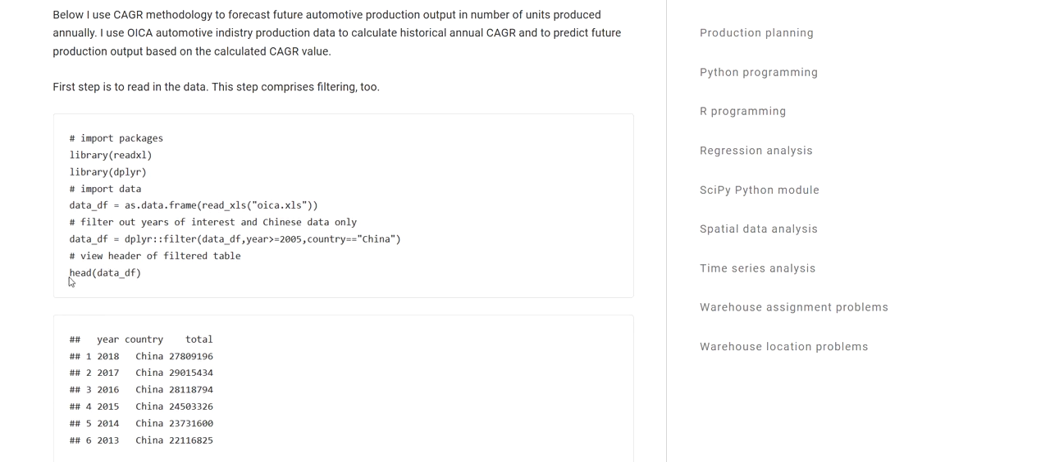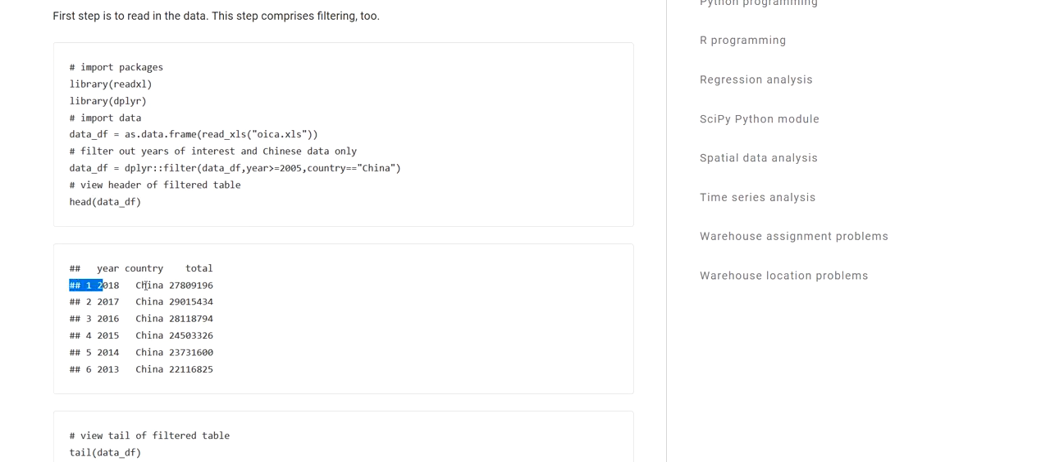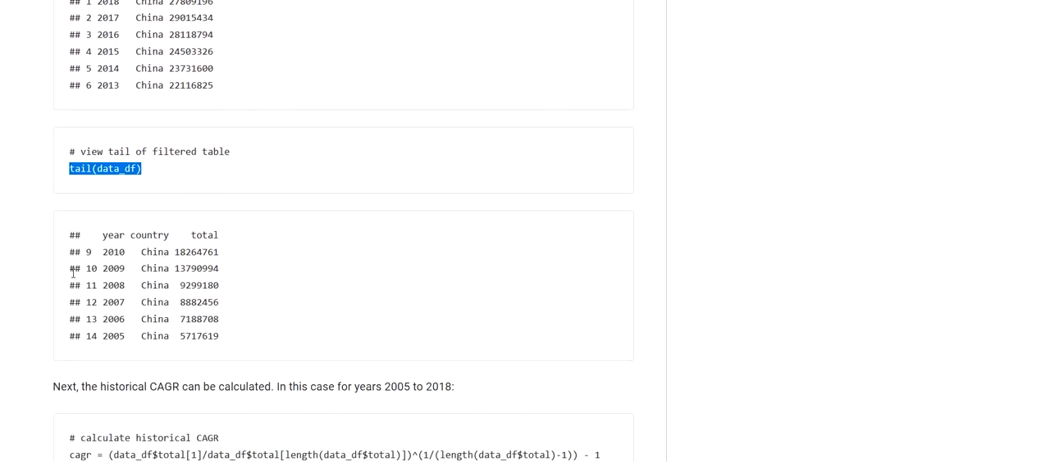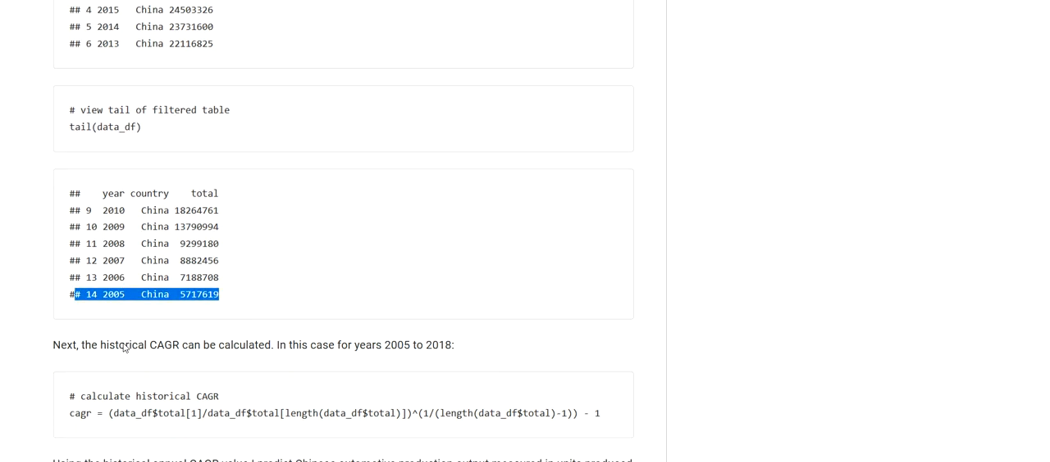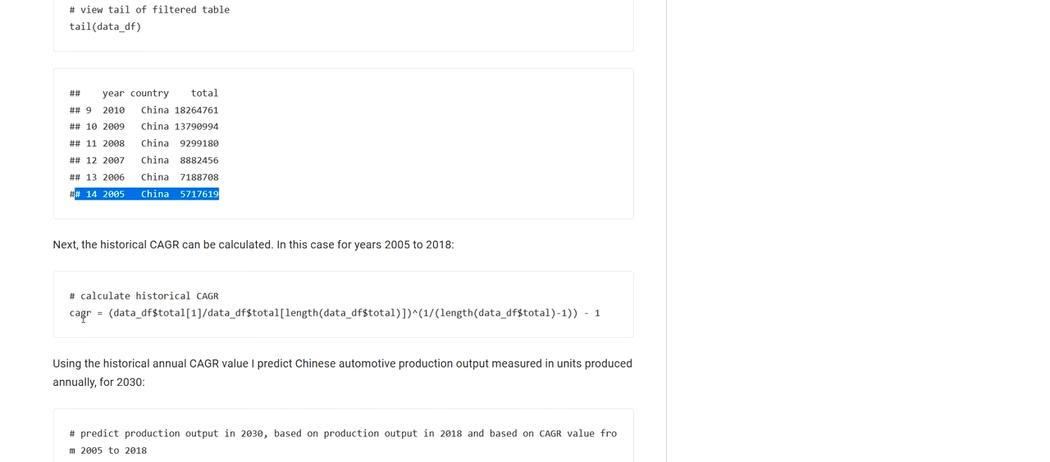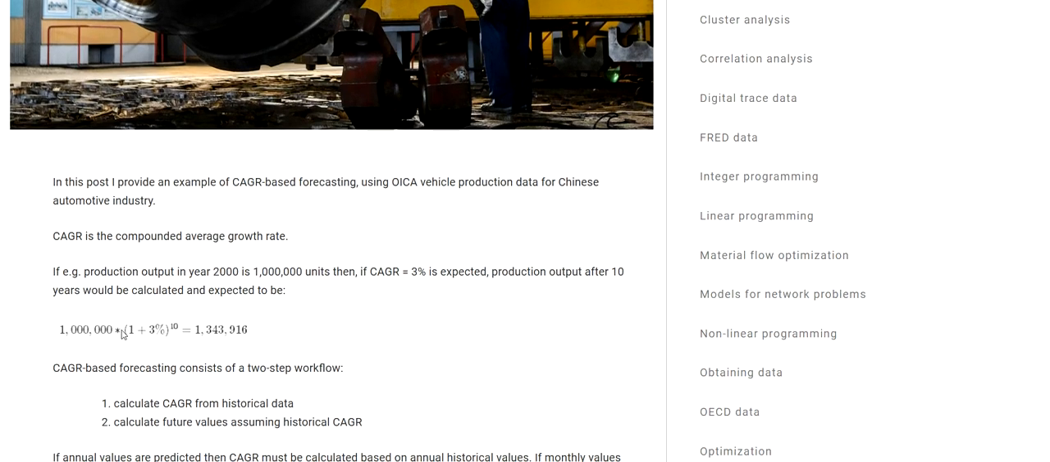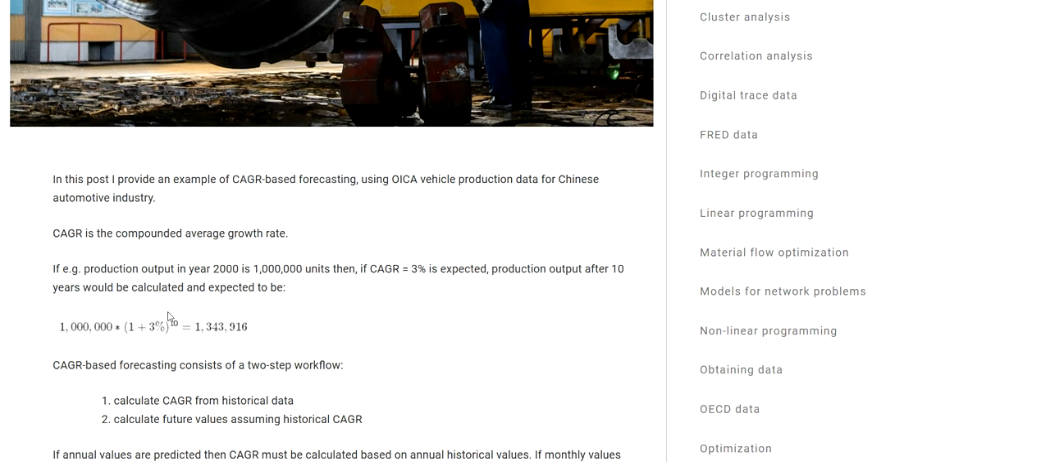I confirm that also by providing you with the header of the data frame. You can see the last entries from 2018, and I also show you the tail of the data frame. As you can see, the first entry in the data frame is from year 2005. Now, in accordance with the workflow, I calculate the compounded average growth rate for the years 2005 to 2018, and I then continue by predicting the Chinese production output in automotive industry for year 2030, applying basically the formula provided to you in the example here.